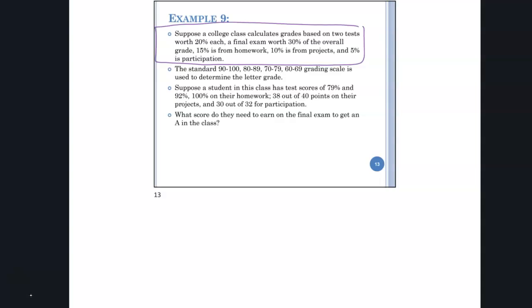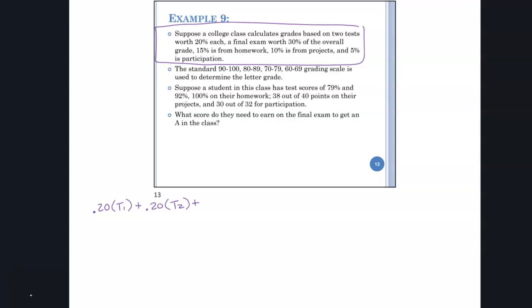So the first thing it mentions is that 2 tests are worth 20% each. So I would change 20% to a decimal. If you want to leave it as 0.2 or if you want to put the 0, it doesn't really matter. So I know 20% times whatever test 1 score is, and then I would add 20% times whatever my score is on test 2. And then I'm just going to go in order here.